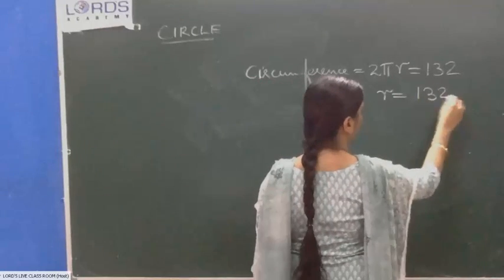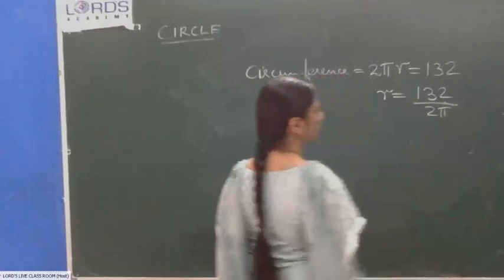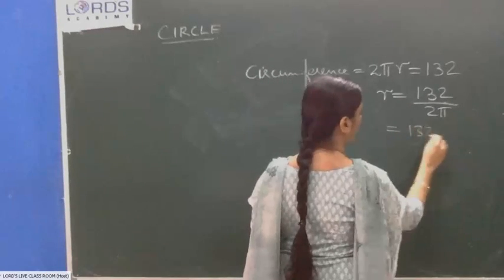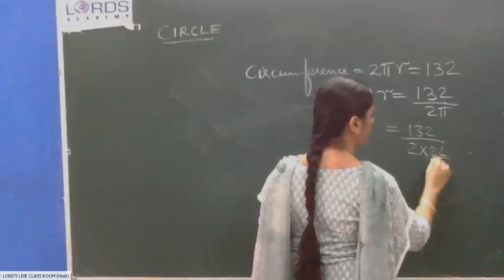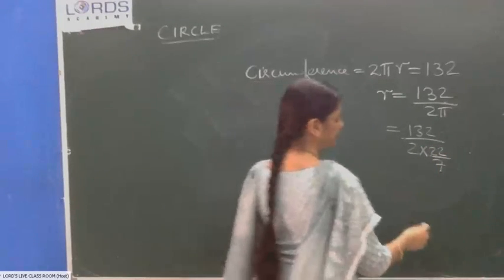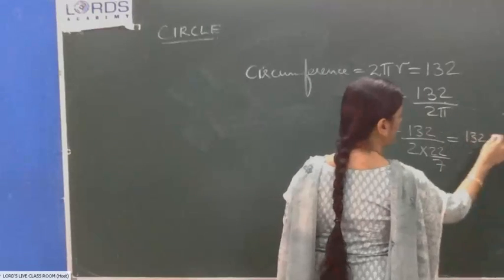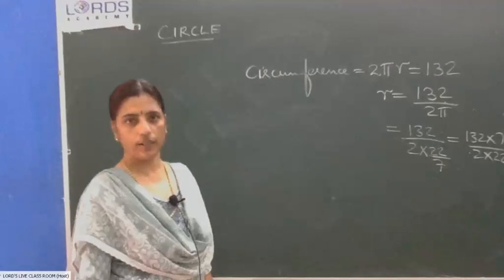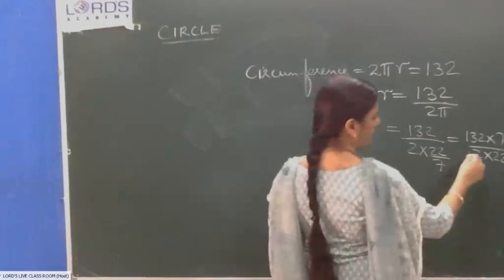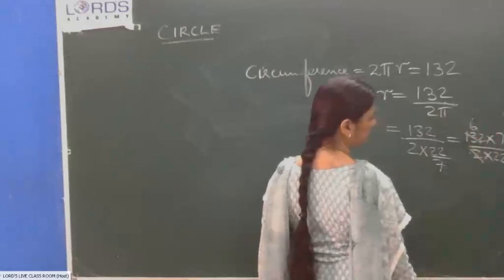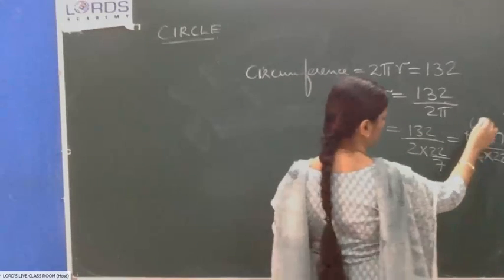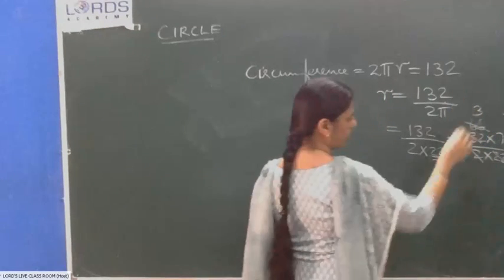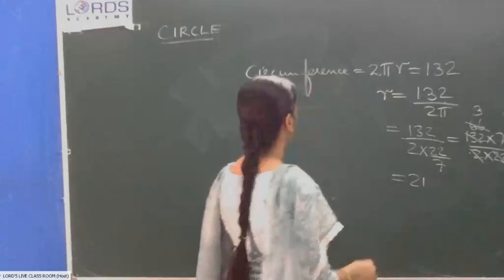r equal to 132 by 2 pi, equal to 132 by 2 into 22 by 7, equal to 132 into 7 by 2 into 22. 7 will go up while you are taking the reciprocal. Then in 22, 3 times, so 21. 21.